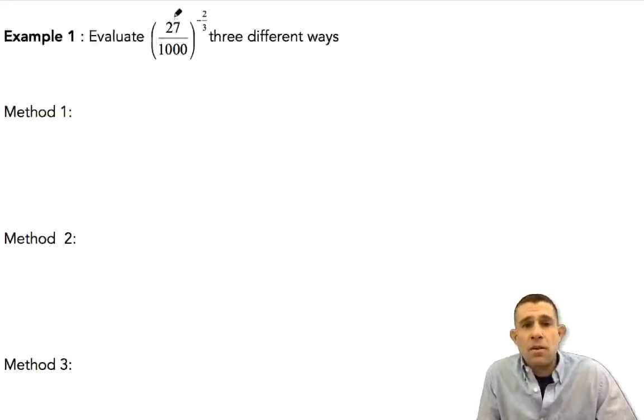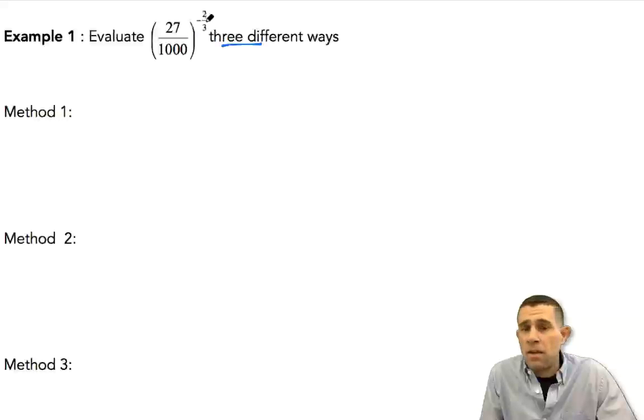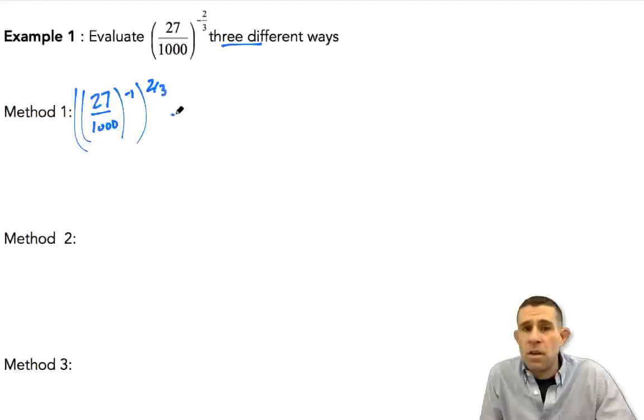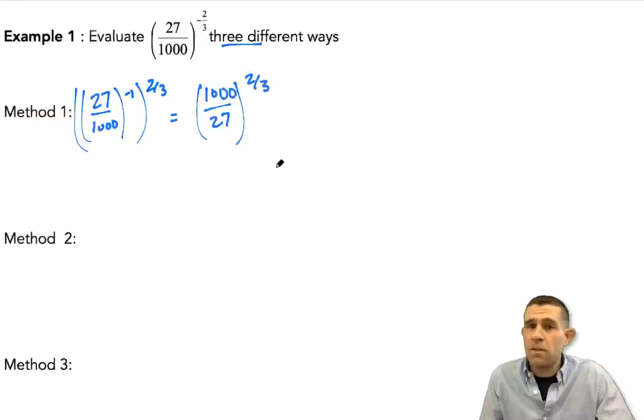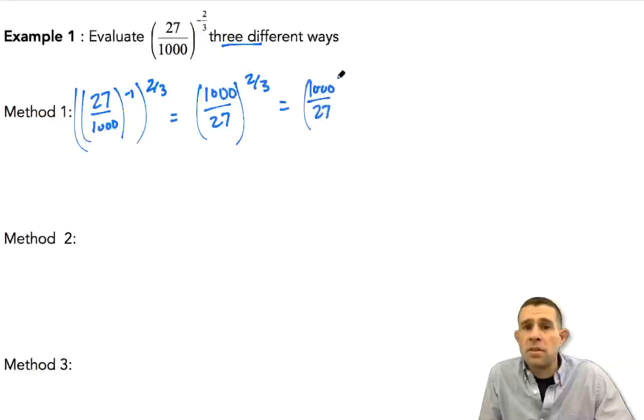We want to evaluate 27 over 1,000 to the negative 2/3 in 3 different ways. So the first way is to handle that negative part first. So we'll have 27 over 1,000 to the negative 1, and then we're going to raise that to the 2/3. So remember, our negative exponent just switches our numerator and our denominator. So we'll take the reciprocal of that, and now this is going to be raised to the 2/3. So this is really 1,000 over 27 to the 1/3, and then we're going to square that.